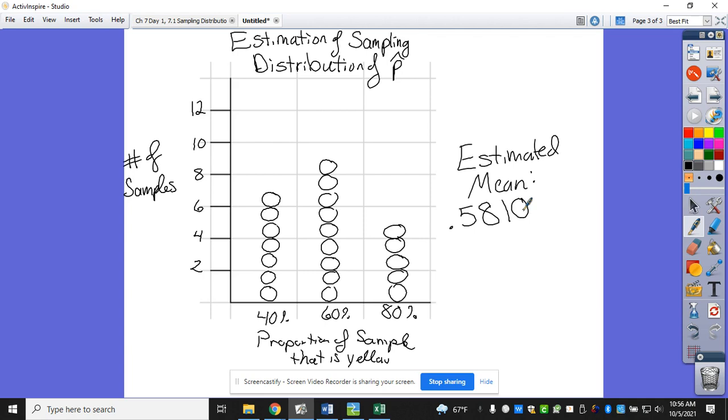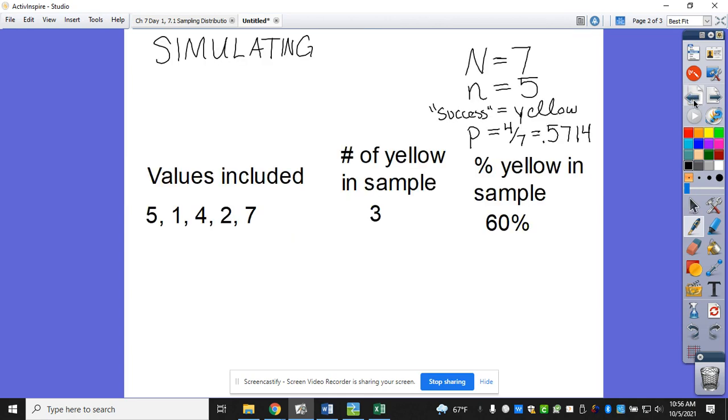Alright, so raise your hand if you got exactly the same mean that I did. Raise your hand if you got lower. Raise your hand if you got higher. Alright, so probably more people higher than lower. What do you think the actual mean that we should get is? 0.6. So the mean of the population actually is 0.5714.